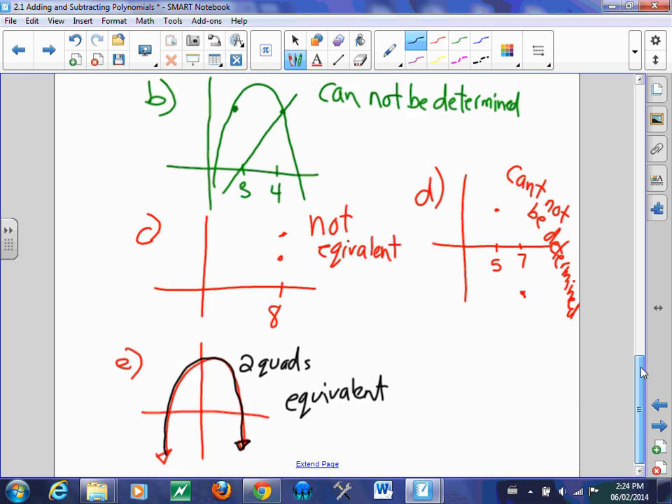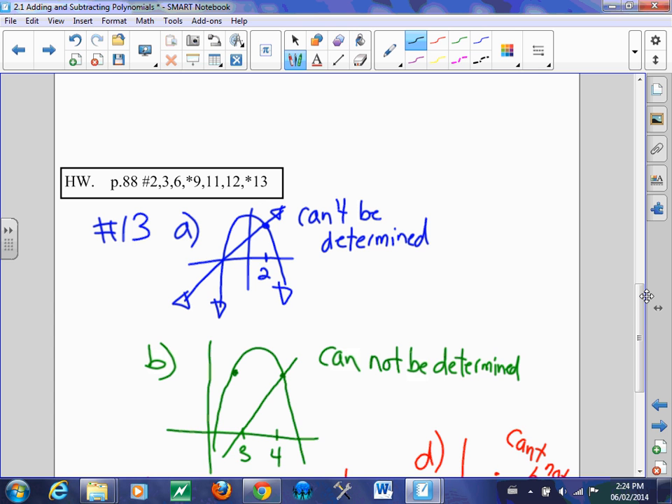All right, here's your homework, ladies and gentlemen. We've just done 13, so you're doing page 88, numbers 2, 3, 6, give 9 a try, 11, 12, and there is 13.